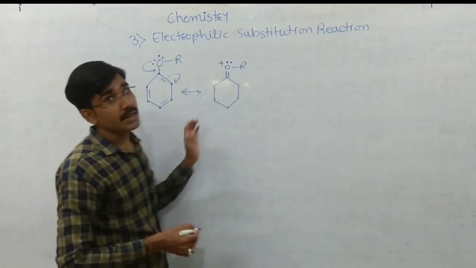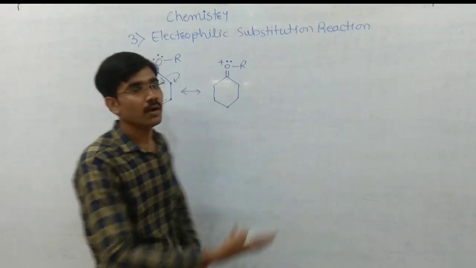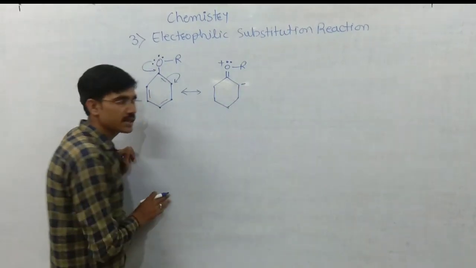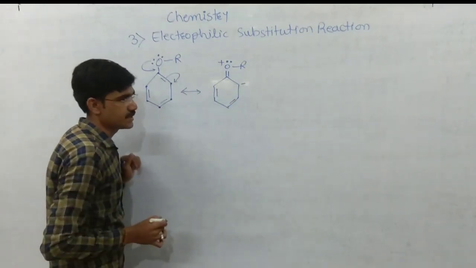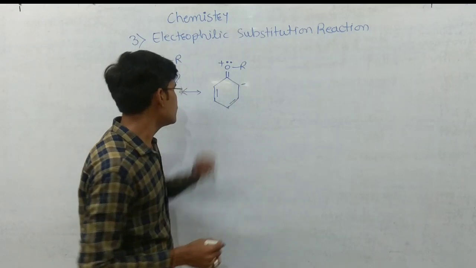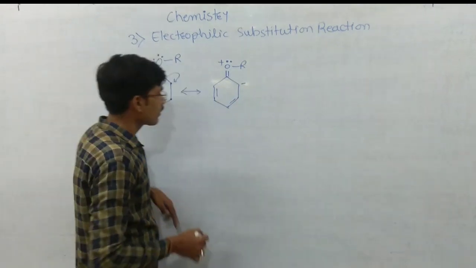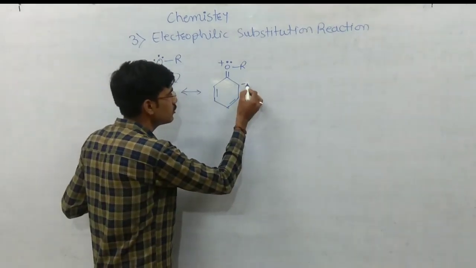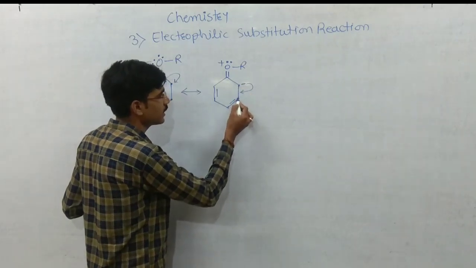That means the negative charge transfers on this carbon atom, and the remaining two bonds are as they are. This is the activation of the ortho position. Then in the second condition, this lone pair again transfers between that carbon atom and that carbon atom.